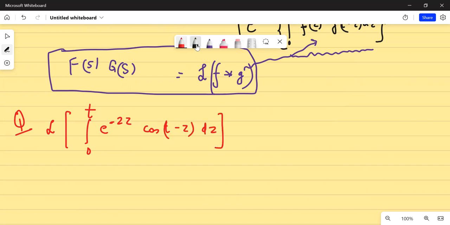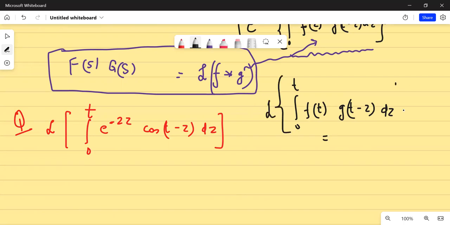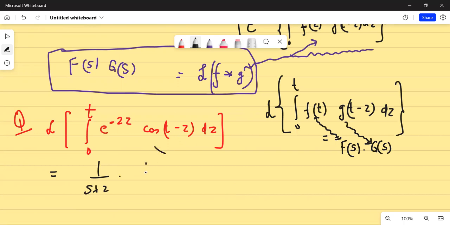If you want to find this, clearly it is an easy question. I told you that the convolution is given by this. The Laplace transform of this convolution is simply capital F(s) into capital G(s). What is capital F(s)? It is the Laplace transform of f. What is capital G(s)? It is the Laplace transform of g. So the Laplace transform of e to the power minus 2z is simply 1 upon s plus 2. And the Laplace transform of cos t is s upon s squared plus 1. I hope it is clear.